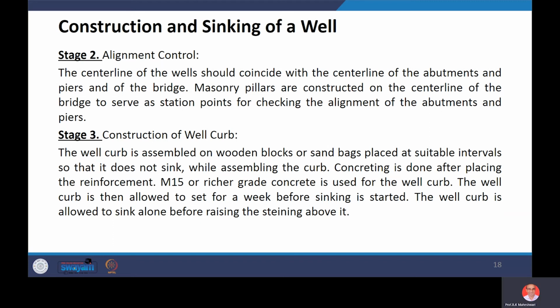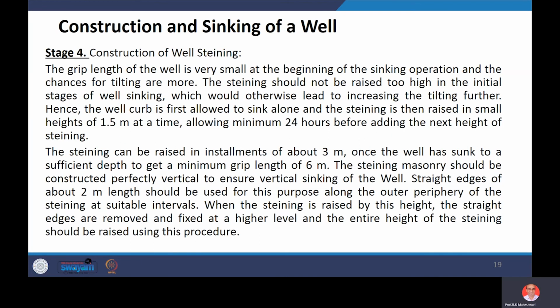So before you start the construction of staining, the well curb should be finished. Now the fourth stage, which is the major stage, is construction of well staining. As we discussed, the well staining is the measure or body of the well, and this is the main body of the well.